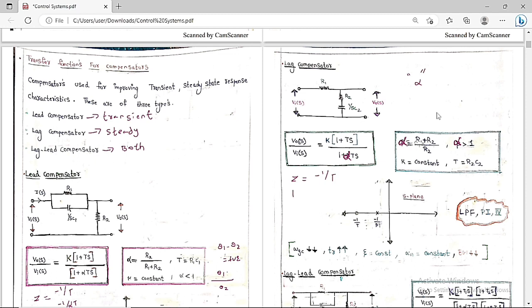And the zero is called as z2, which is equal to minus 1 by alpha tau 2. So we try to use alpha always. Anyway, the concept is same. The only thing is you have to eliminate the concept.